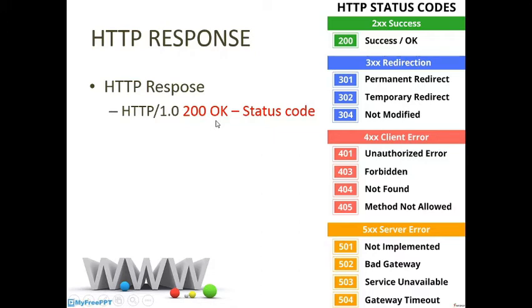After that, it will return a short message which is called the reason phrase. Now this 200 is for success or OK, so it will give the response as OK. And if the status code returned is 404, then the reason phrase will be not found, resource not found. So this is the HTTP response.